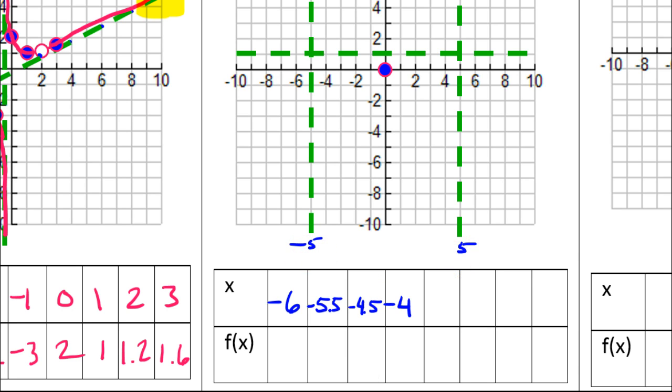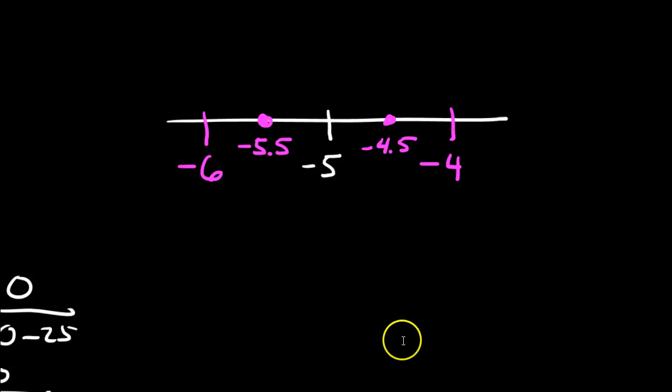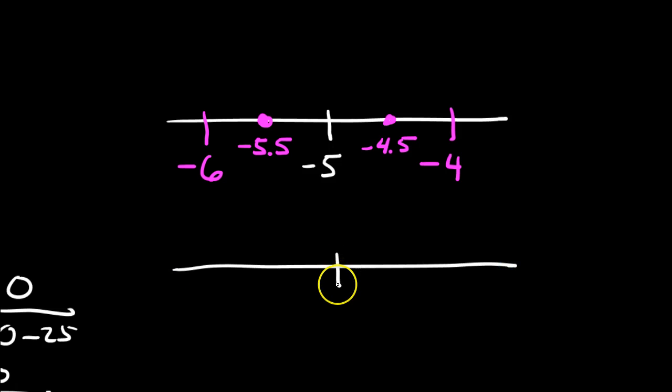Now how about +5? I'm going to do the same thing. If I have +5 for my other vertical asymptote, imagine going to the left and to the right. To the left I have 4, to the right I have 6. In between I have 4.5 and 5.5. So these are the other 4 values that I need, the pink ones, not including the vertical asymptote.